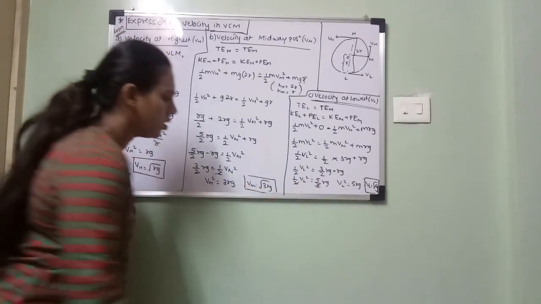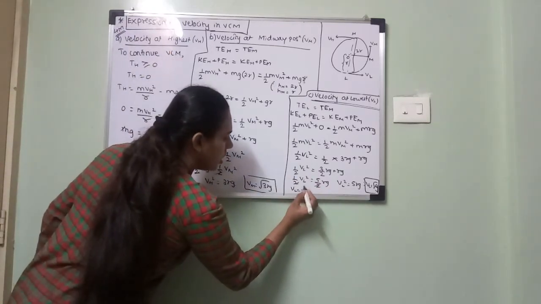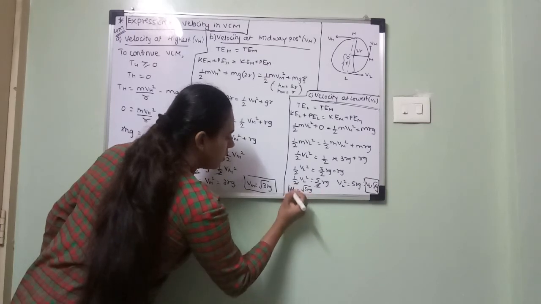I think that is not visible to you. I will write it over here. So VL is under root of 5 rg.